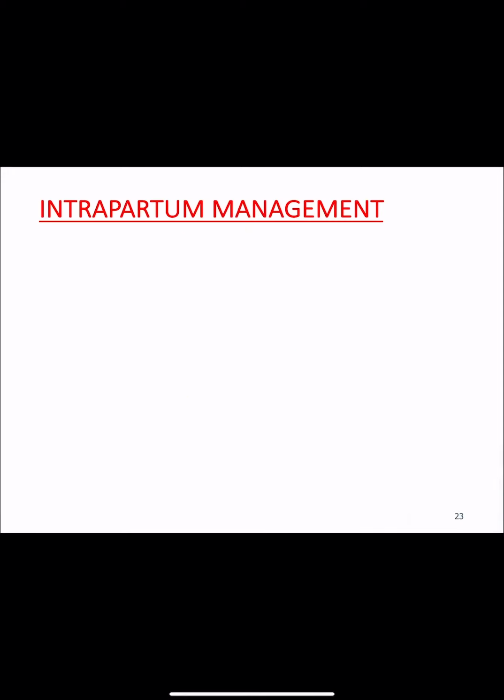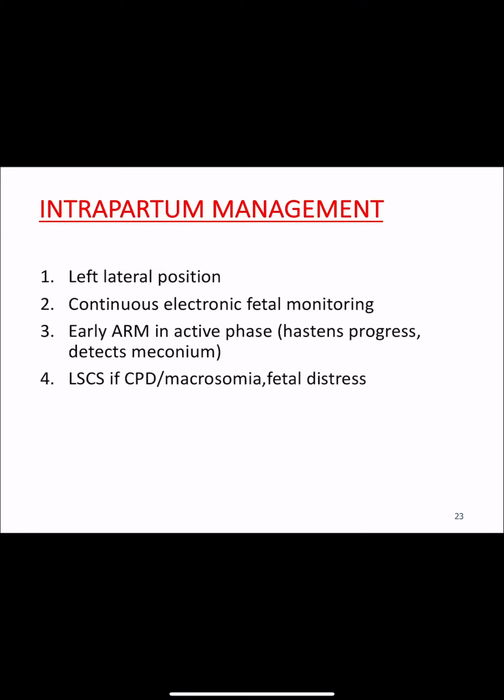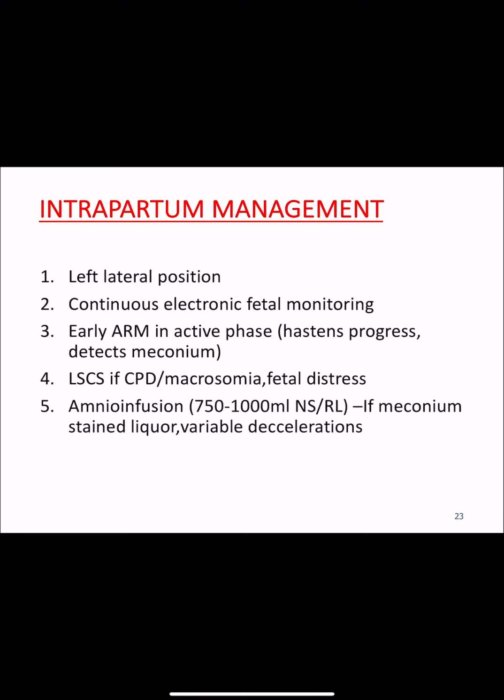Regarding intrapartum management, the patient should be kept in the left lateral position. There should be continuous CTG for monitoring the fetal heart. There should be early artificial rupture of membranes to see the presence of meconium. Lower segment cesarean section if CPD or evidence of macrosomia. Amnioinfusion, where we instill 750 cc to 1000 cc of normal saline or Ringer lactate inside the amniotic cavity to decrease meconium and to correct variable deceleration.